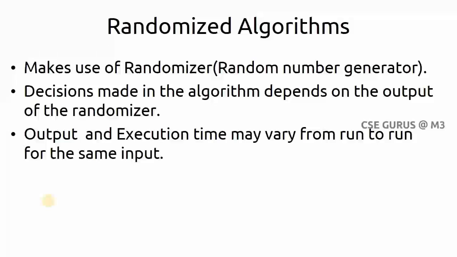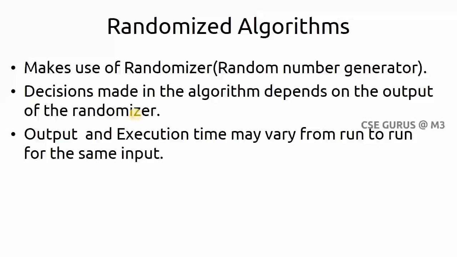But in randomized algorithms, you may not get it like that. The main advantage is, if the input size is very large and you are searching for something, luckily you may get the answer in the first or second attempt, with less complexity. Of course, that may be luck. That is the concept of randomized algorithms. Decisions made in the algorithm depend on the output of the randomizer. How the decisions are made, I'll explain with an example.